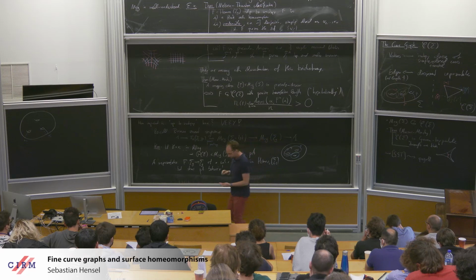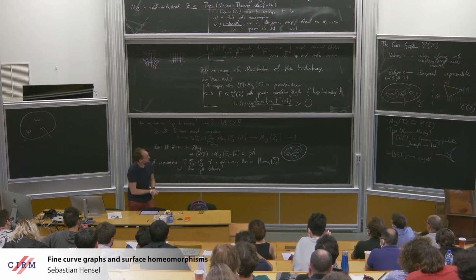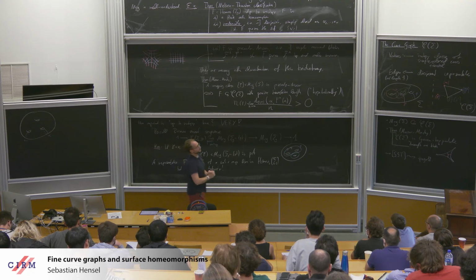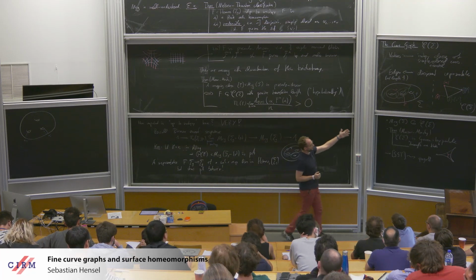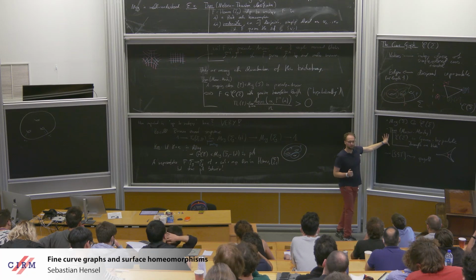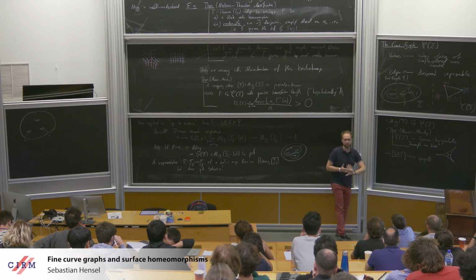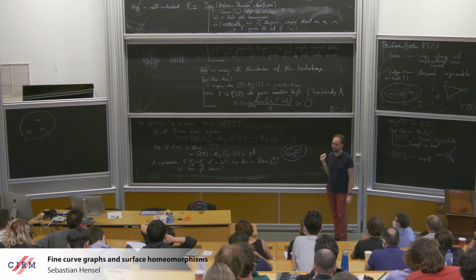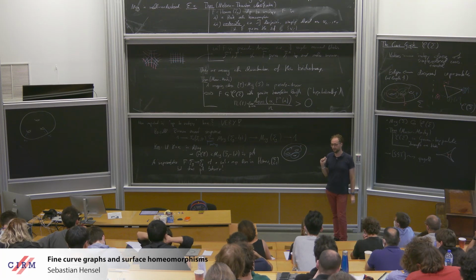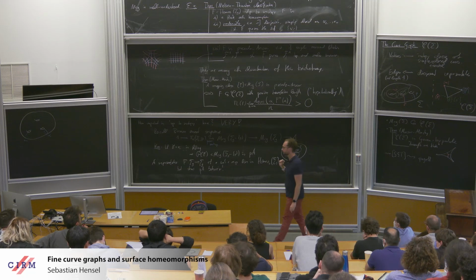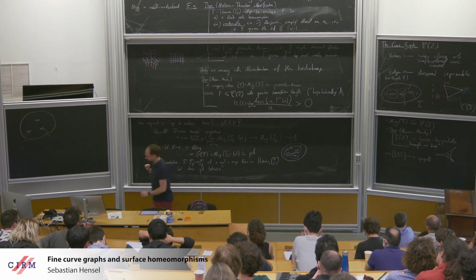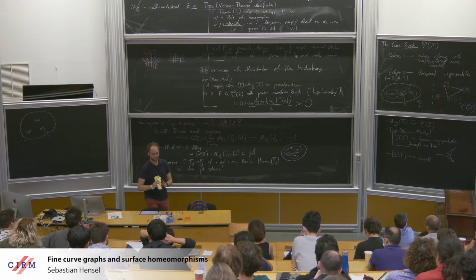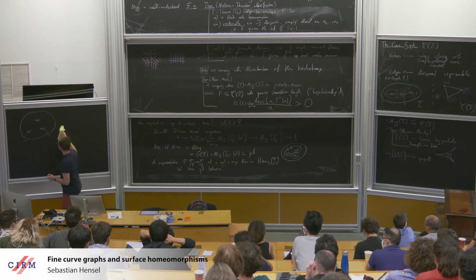Okay, so the mission statement now is, can we maybe try to develop a theory like this curve graph which allows us to use coarse geometry and maybe these neat tools from geometric group theory, but which can somehow actually deal with homeomorphisms rather than mapping classes? And before we do this, I'm going to give the game away. The answer is yes, this works to some degree. No, everyone expected that anyway.